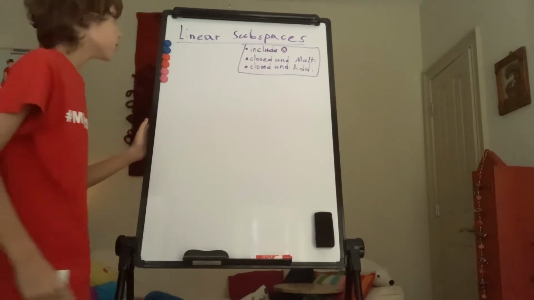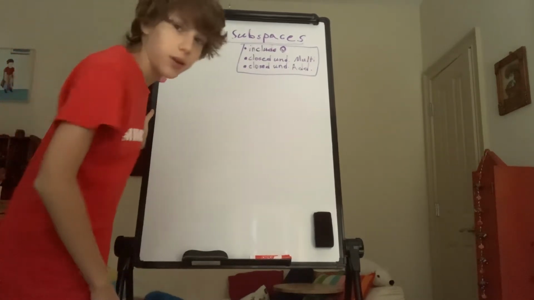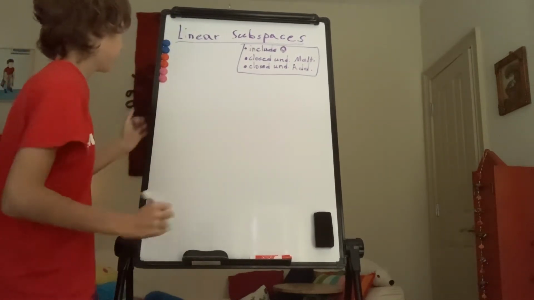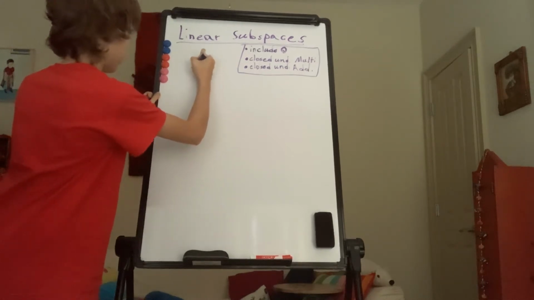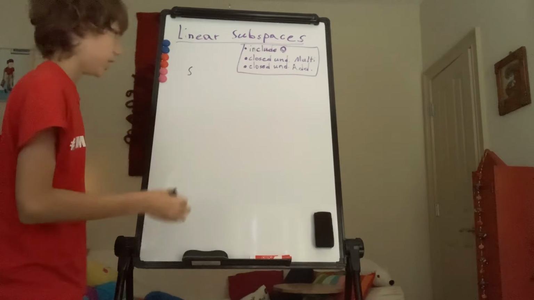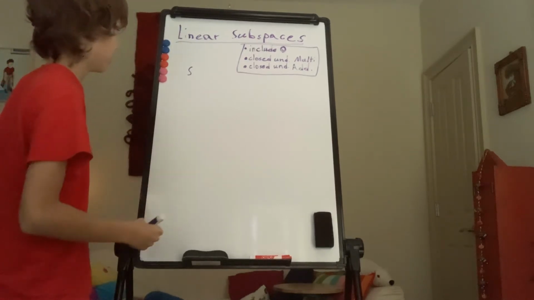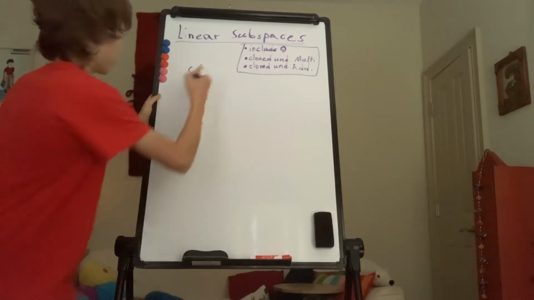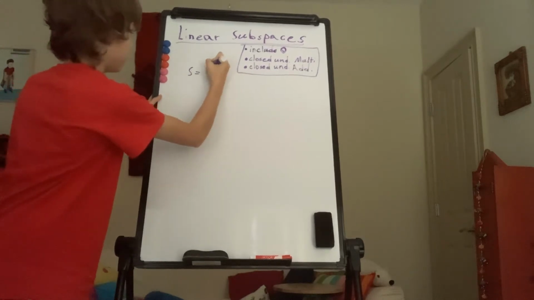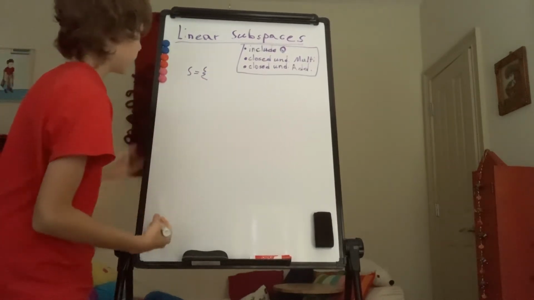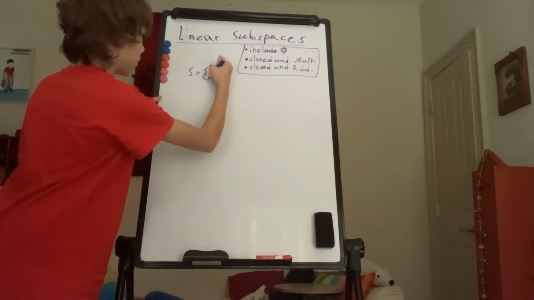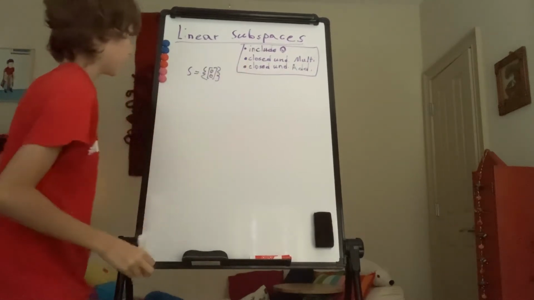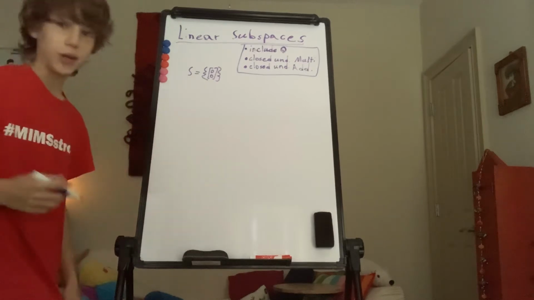We can start off with an exceedingly simple one. Let's take the set S. I usually denote sets by using S. But let's say this set is equal to a set that contains only the zero vector in 2 dimensions. So this is a very basic set.